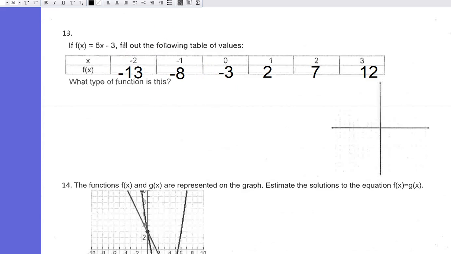Okay, so I'm going to take those values and put them in that graph. What kind of a function is this? It is a linear function. Why is it linear? Because it's mx plus b. How did I do that? I started at -3 and it changed by 5 each time.